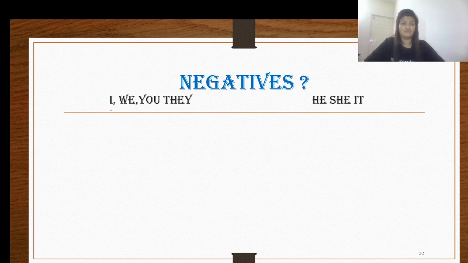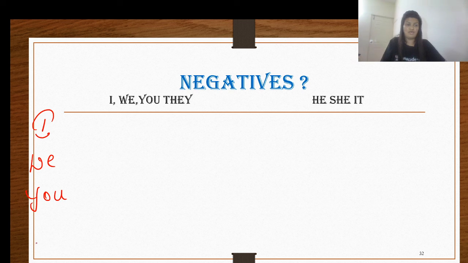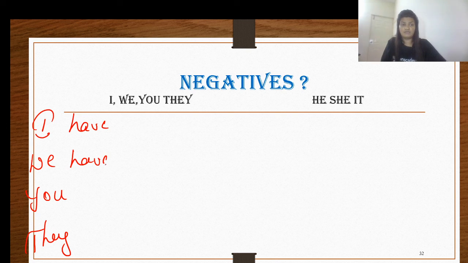Now let us move on to the negatives. How to frame the negatives when we are using this kind of usage. With the subjects I, we, you, and they, let us see. Well, definitely have is what we use, right? Have. To negate the point, we introduce the word not.